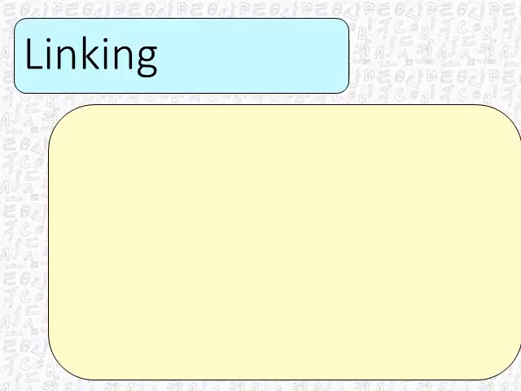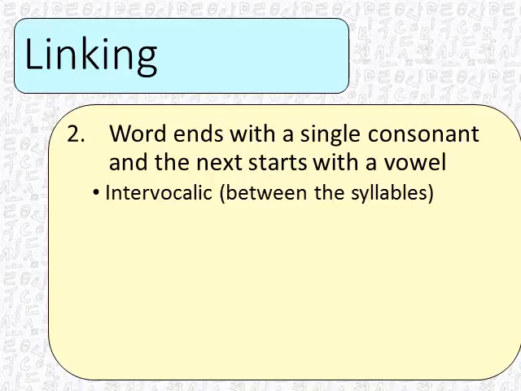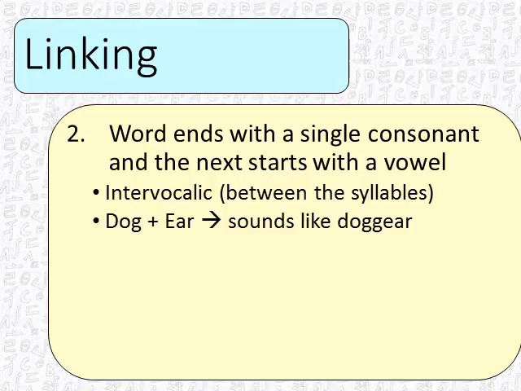Some other linking are words that end with a single consonant, and then the next one starts with a vowel, intervocalic between the syllables. For instance, dog and then ear. It actually is like there's an extra G there, and the gap disappears. So "dog, ear." We don't like to start with vowels, so it jumps over. "Dog gear." So look at that, dog ear.